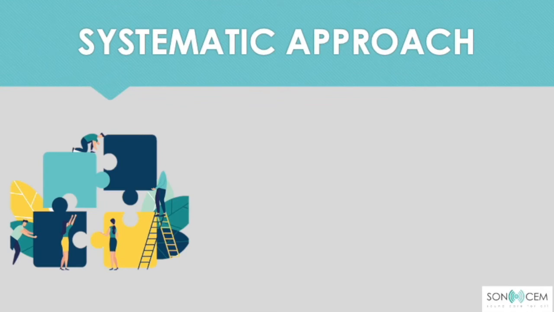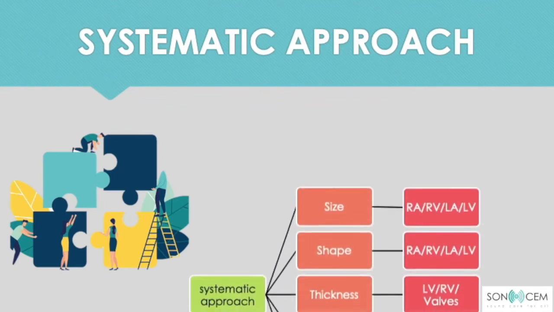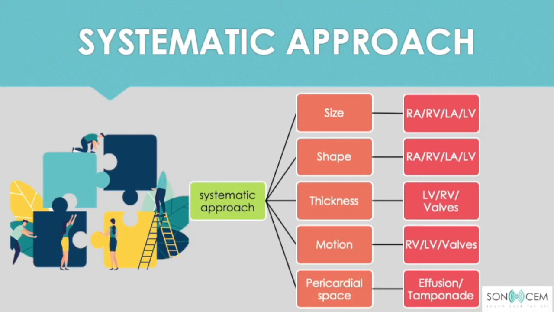This is a systematic approach to interpret cardiac images. First, you go for the size. How's the RA size, RV size, LA size, and LV size? Then, you go for the shape. How's the shape of the RA, RV, LA, and LV? Then, go for the thickness. How's the thickness of the LV wall? How's the thickness of the RV walls? How's the thickness of the valve?